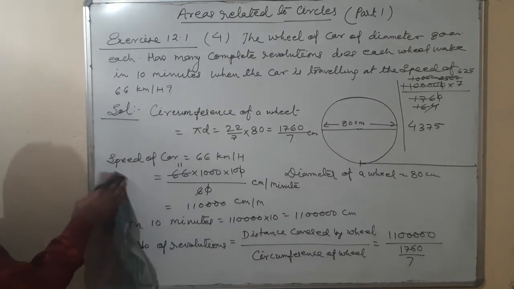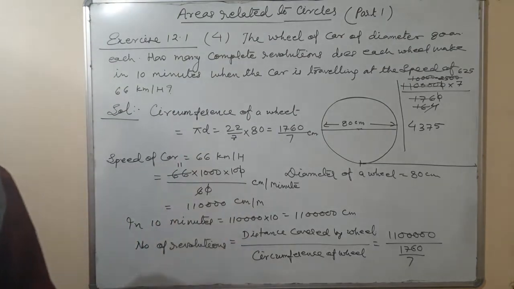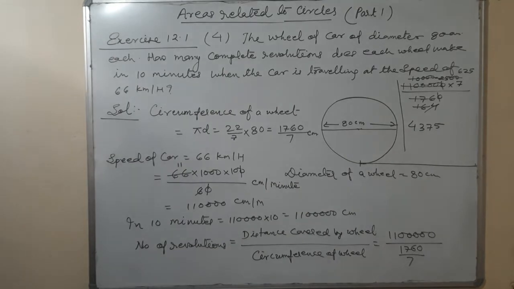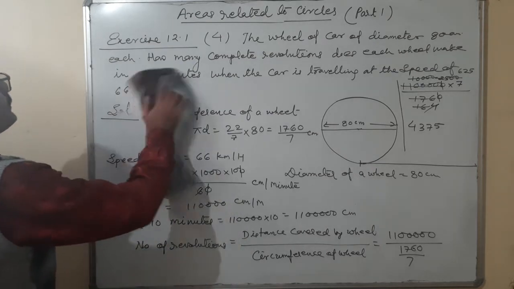Clear? So this is question number 4. First of all, this 66 km per hour we have converted into the form of centimeter per minute.